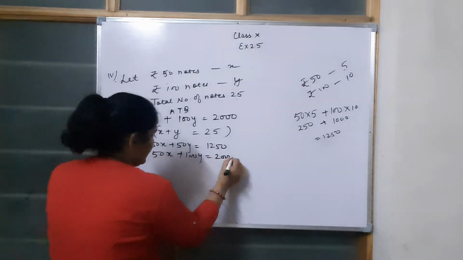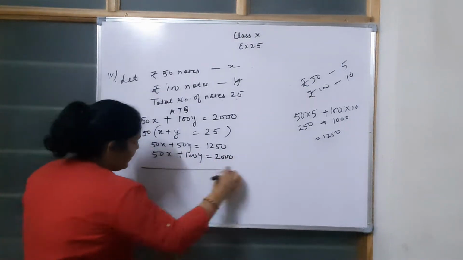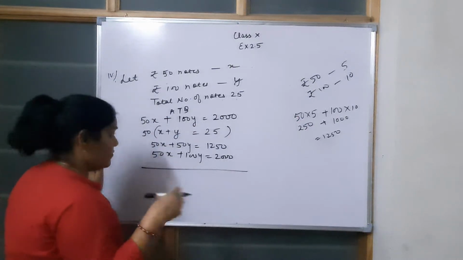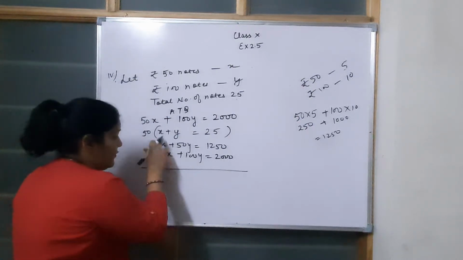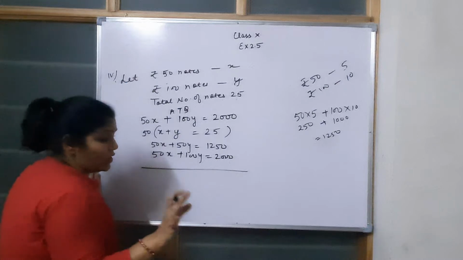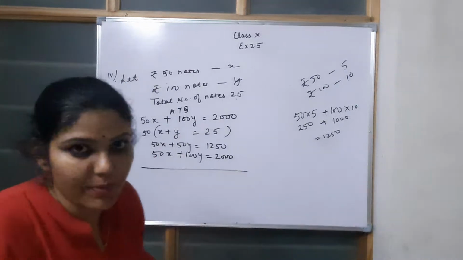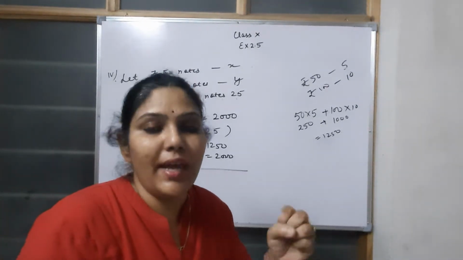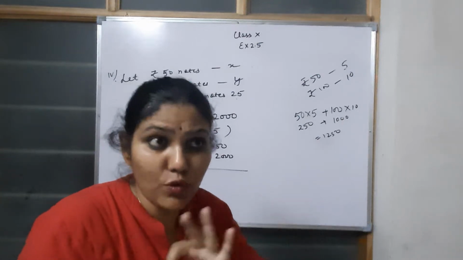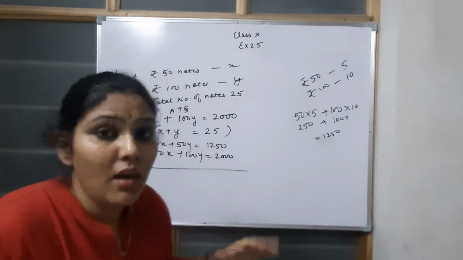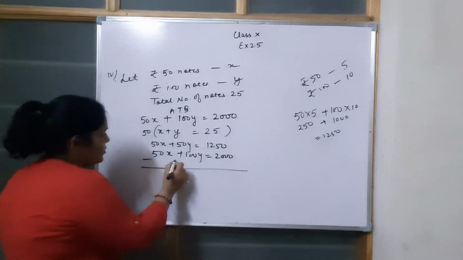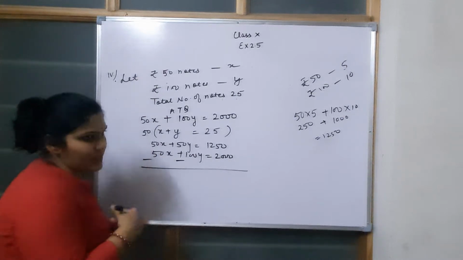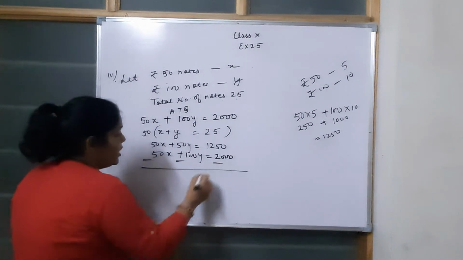Now, you remember we need to subtract or add. Of course we have to subtract. If we add, we will not get one of the variables eliminated. We just need to eliminate one of the variables from the equation. So we will be subtracting, which means we change the signs.